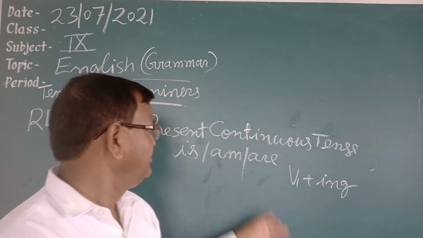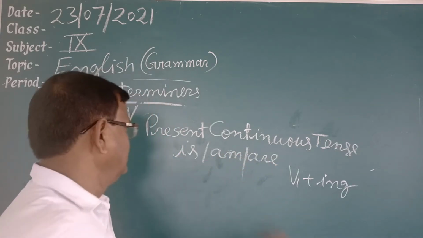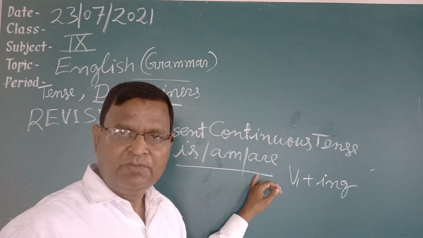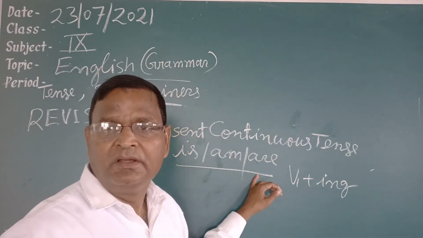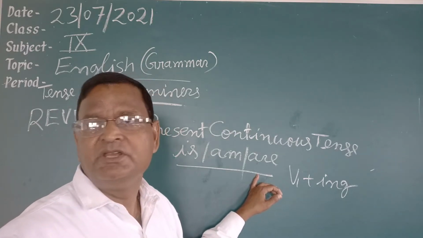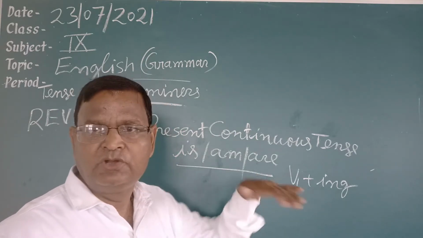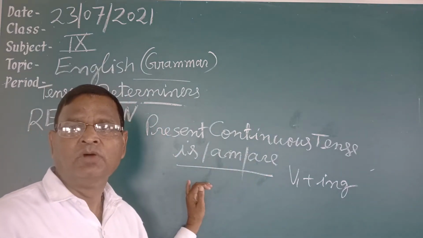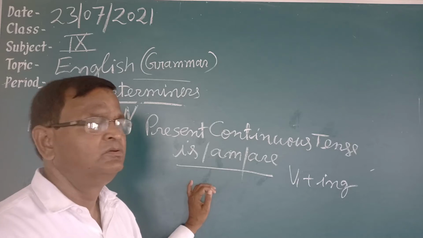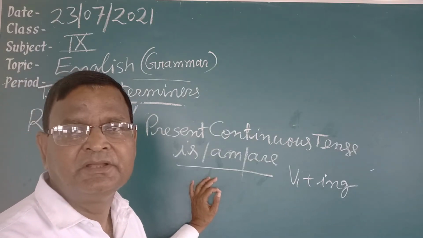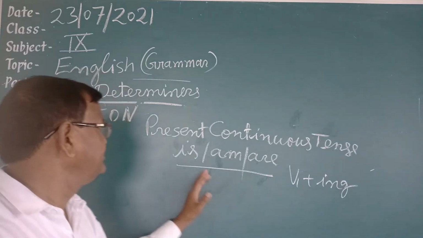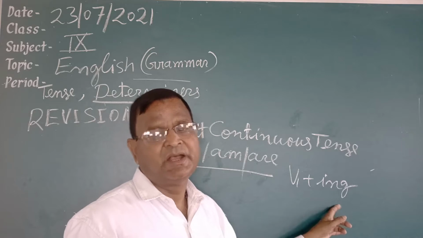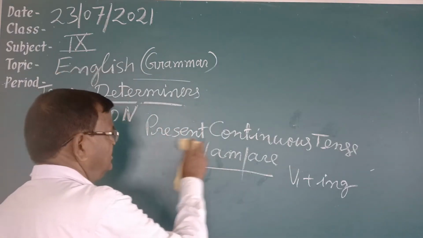If interrogative sentence comes, the helping verb is put at first. Are you sleeping? Is he writing a story? Is she cooking food? Like that. If the sentence starts with a question word, that is put at first. Where are you going? What are you doing? What are they playing? Like that. In this way, in present continuous tense, three helping verbs are there, is, am, are, and verb first form plus ing is used.